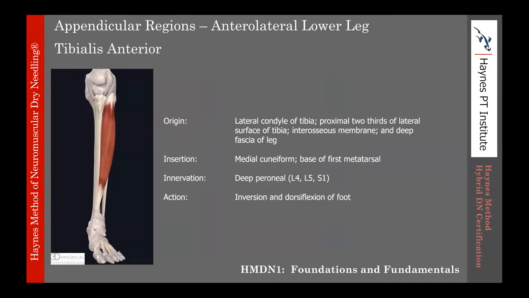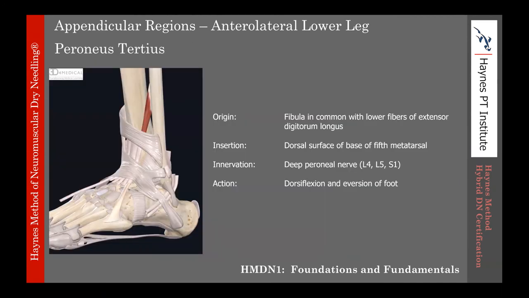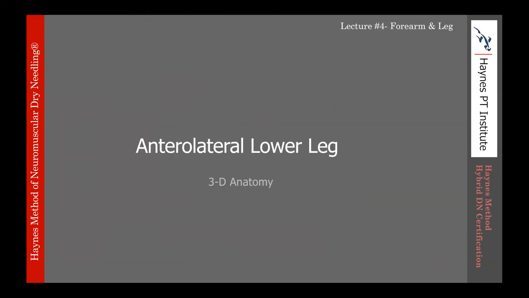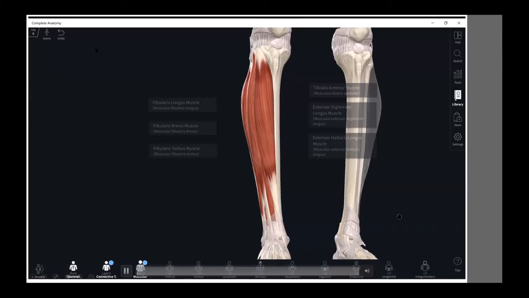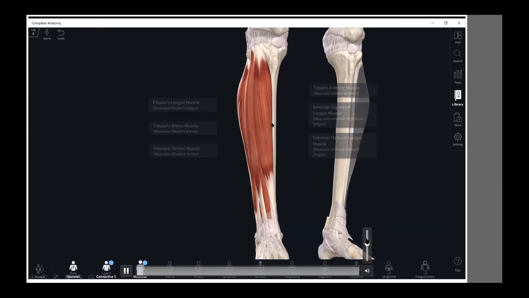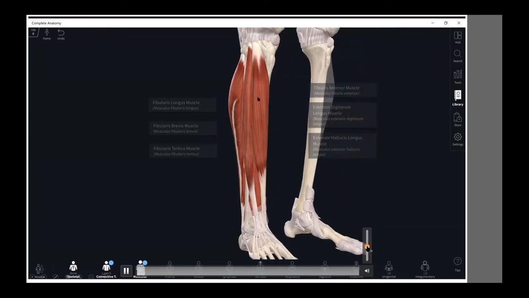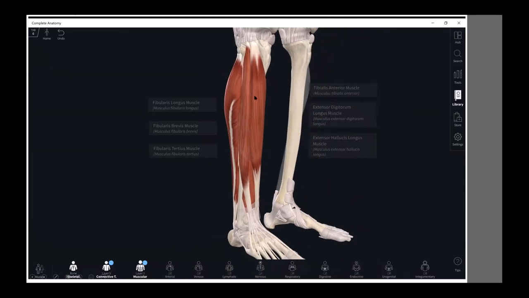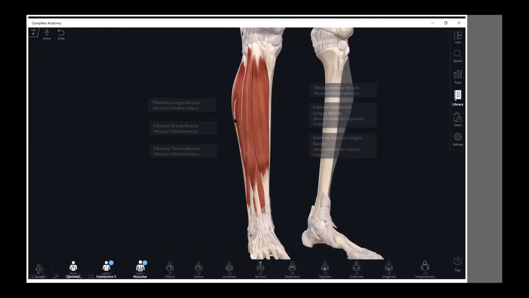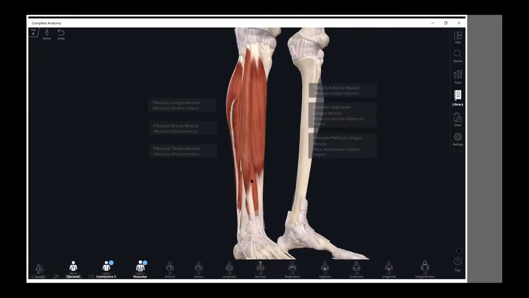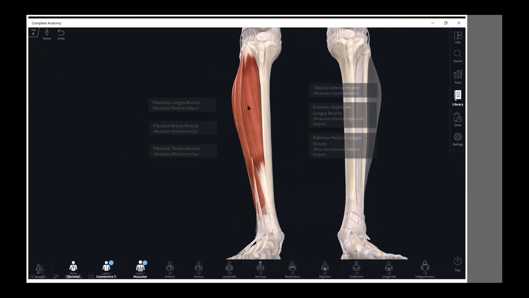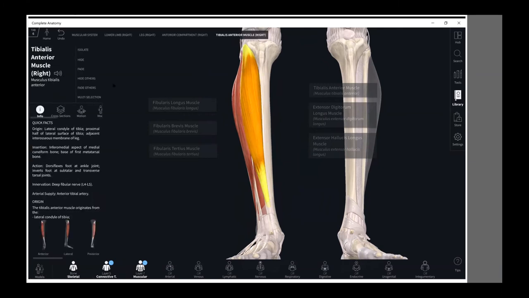So let's move on into our three-dimensional anatomy. And then 3D anatomy of the anterolateral lower leg. Here we'll look at tibialis anterior, the extensor digitorum longus, the extensor hallucis longus, sitting right there, and then the peroneus or the fibularis longus, brevis, and tertius muscles. So first let's talk about tibialis anterior.